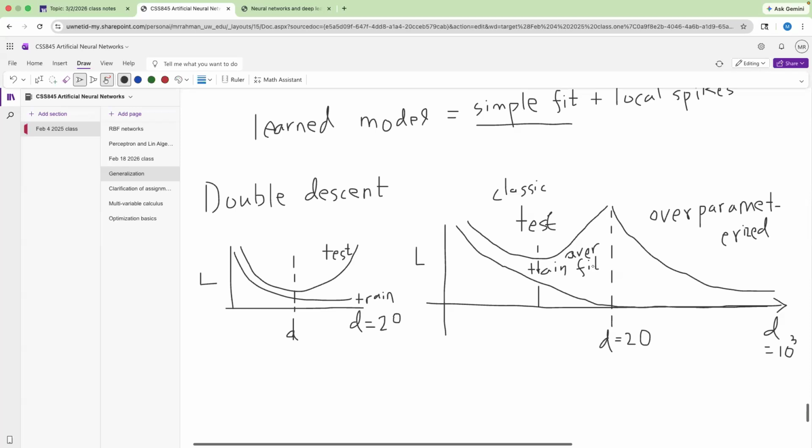But what this surprising phenomenon tells us is that instead of reducing, with this extremely large number of parameters, we actually drive down the test loss.